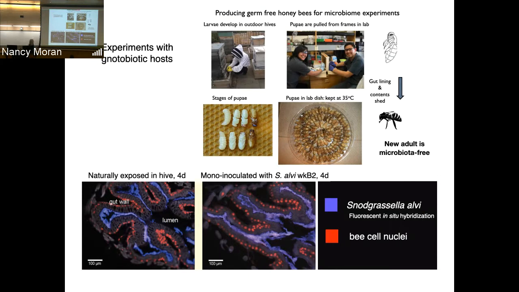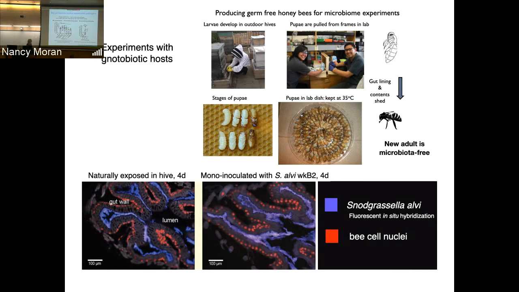And this is an illustration of a bee naturally exposed in the hive after 4 days. The purple here is one of the key species, Snodgrassella, that lines the gut. It has these invaginations along the length of the ileum. There are 6 lobes, and you can see the Snodgrassella lining the lobes of the gut. And here's one that was mono-inoculated with one strain of Snodgrassella after 4 days, and you get this really robust colonization. So we can colonize hosts in the lab and get really robust colonization.